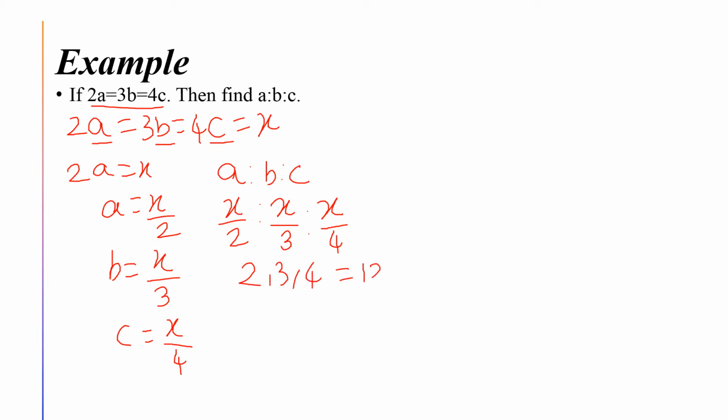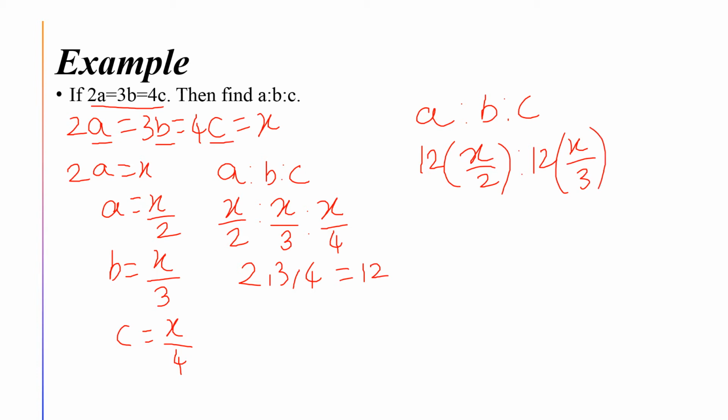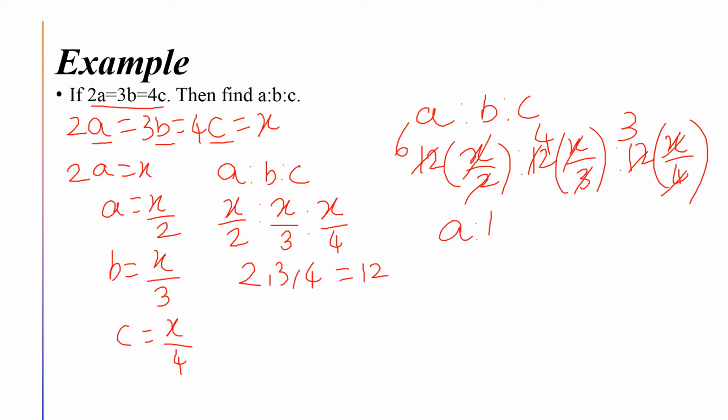Then you have to substitute it here. That is 12 multiplied by a is to b is to c. That is 12 multiplied by x divided by 2 is to 12 multiplied by x divided by 3 is to 12 multiplied by x by 4. Next you have to cancel it. It goes 6 times, 4 times and 3 times. Here x is common for all, so we have to cancel it. Therefore, the value of a is to b is to c is 6 is to 4 is to 3.